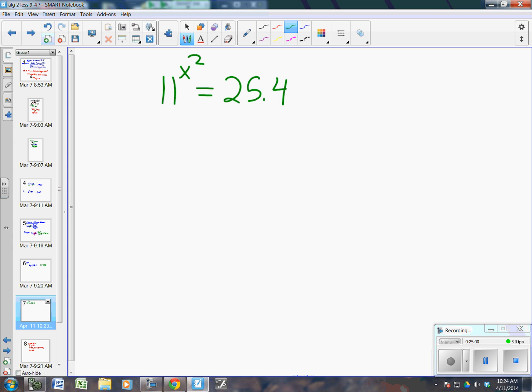I want person A to do this one while person B watches. Okay? 11 to the x squared power equals 25.4. 11 to the x squared power equals 25.4. You're going to solve this one just like you did those others a little bit ago.